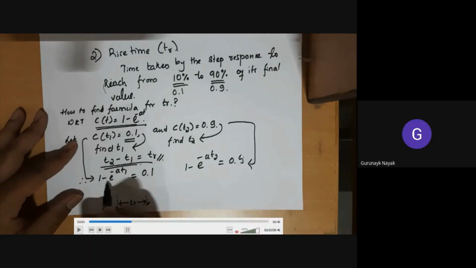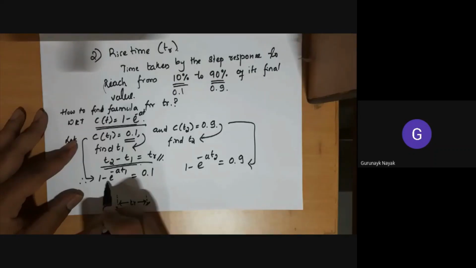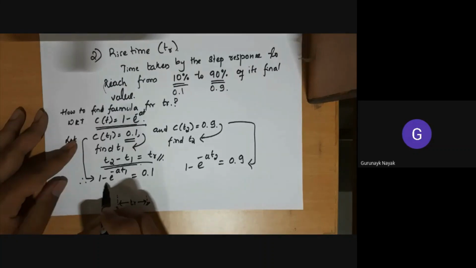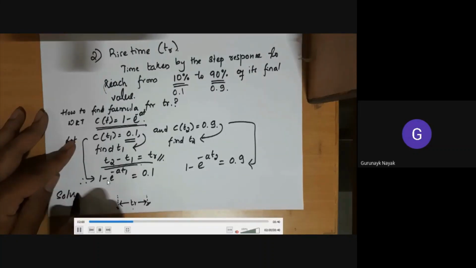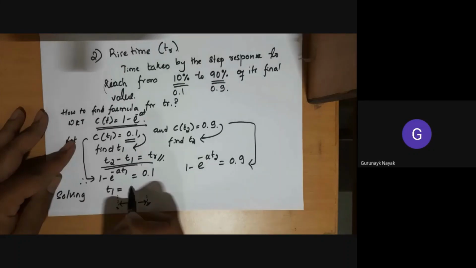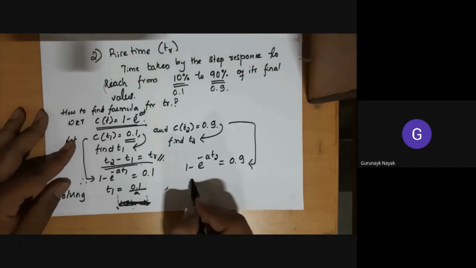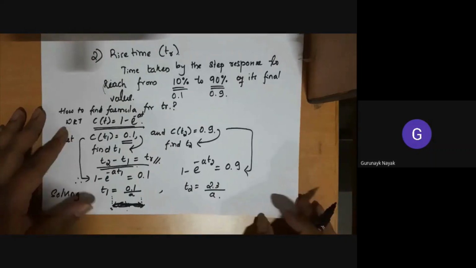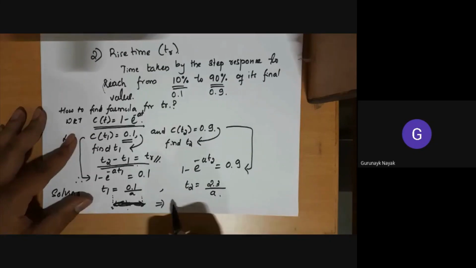Take this term to the other side. Take 0.9 on this side. Then you have e raised to minus a t2 here and 0.1 here. Then apply natural logarithm, ln of 0.1, and then proceed for t1 and t2. The same step for t1 also. So solving this, we get approximately t1 as 0.1 by a and t2 as 2.3 by a.